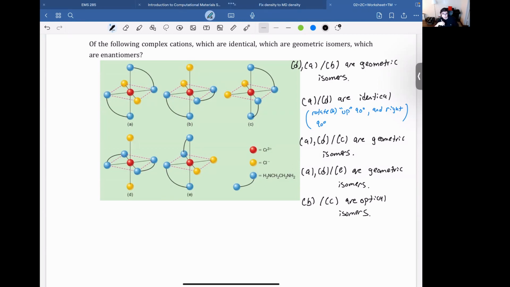To do your first easy check for geometric isomerism, you can even check whether things are cis or trans or fac or mer. And then that's one easy check. And then you can also do this.